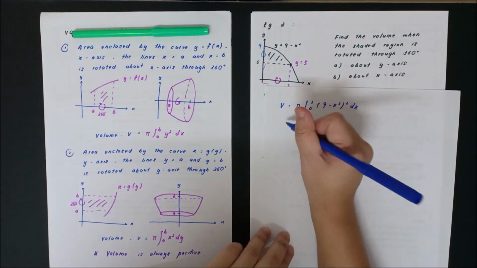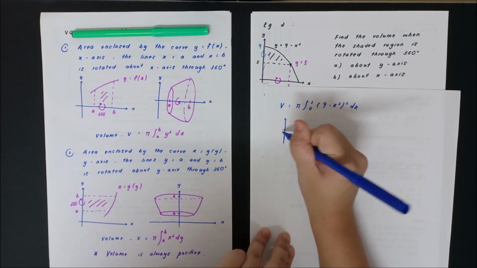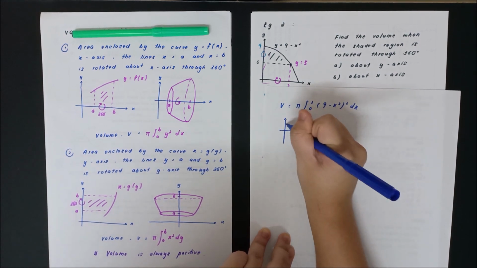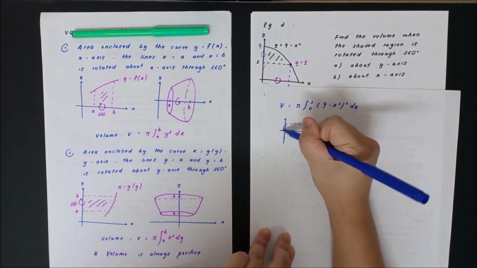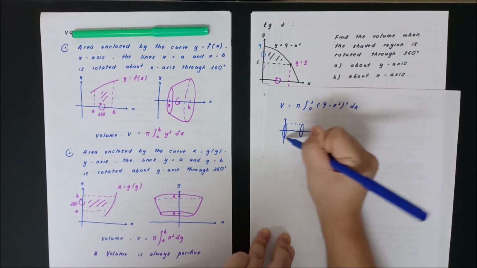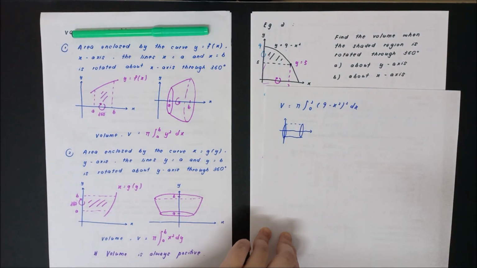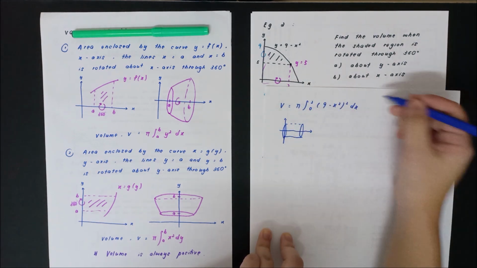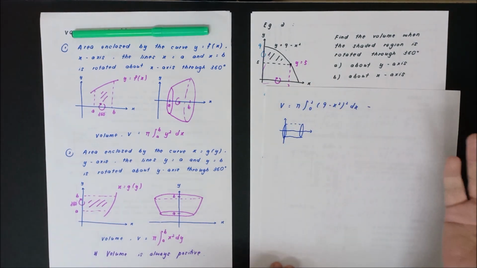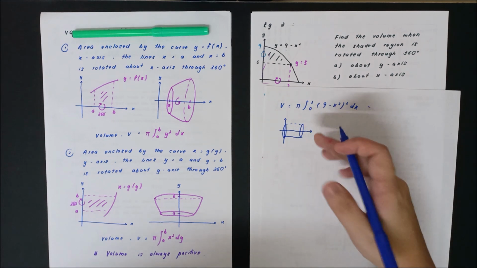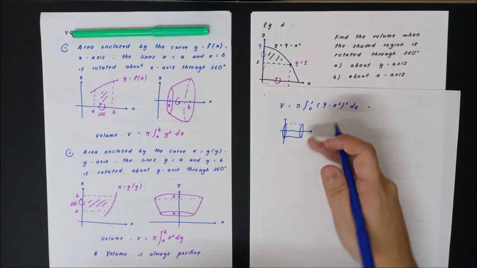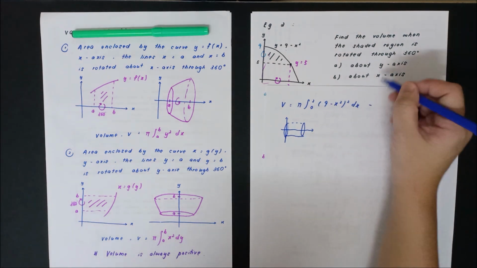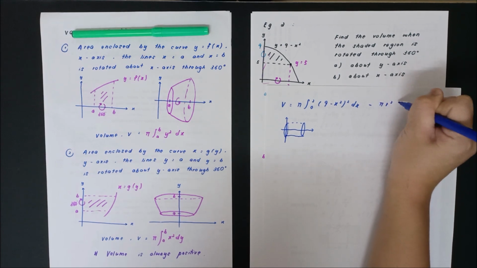So if I were to draw this out, this is my line. Imagine when I rotate, I'm actually getting a cylinder. This cylinder is the volume that we want to minus. So instead of doing integration, what I can try to do is use the formula for a cylinder. The formula for a cylinder is pi r square h.